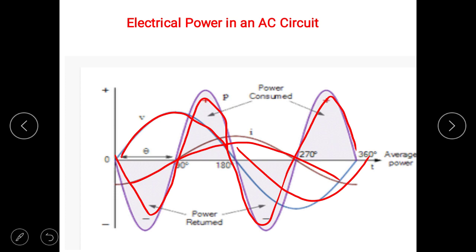If voltage is negative and current is positive, then power is negative. If voltage is positive and current is positive, power is positive. If voltage is positive and current is negative, power is negative. Similarly here, both voltage and current are negative, so power is positive. Similarly here, voltage is positive and current is negative, then power is negative.